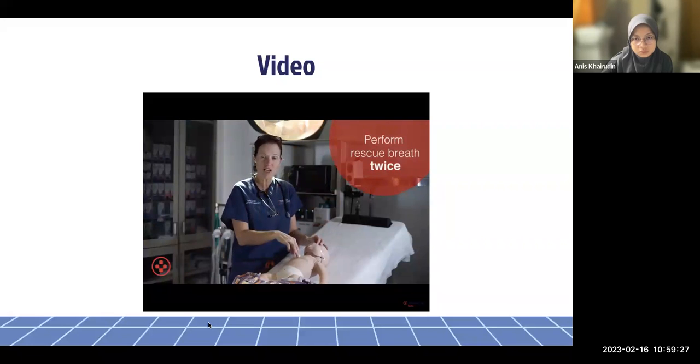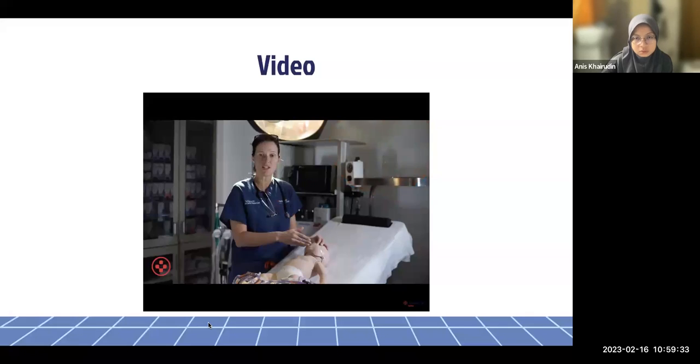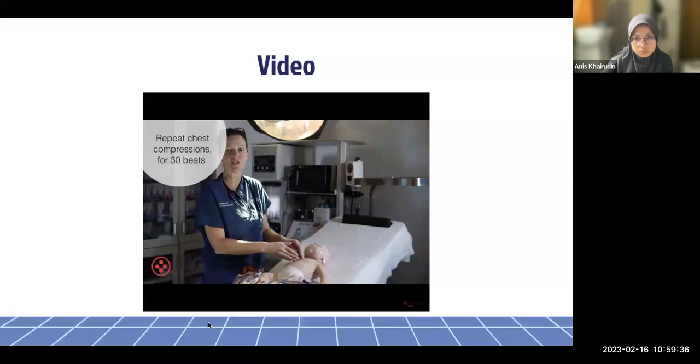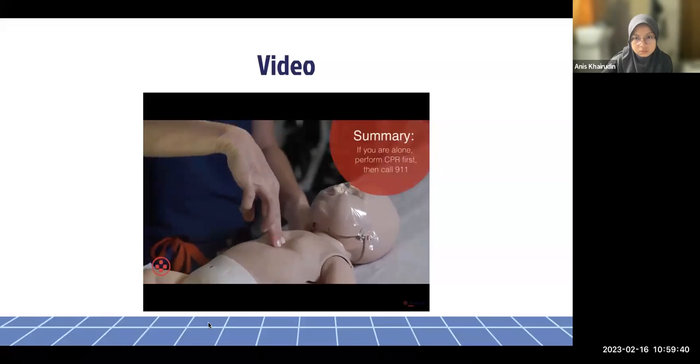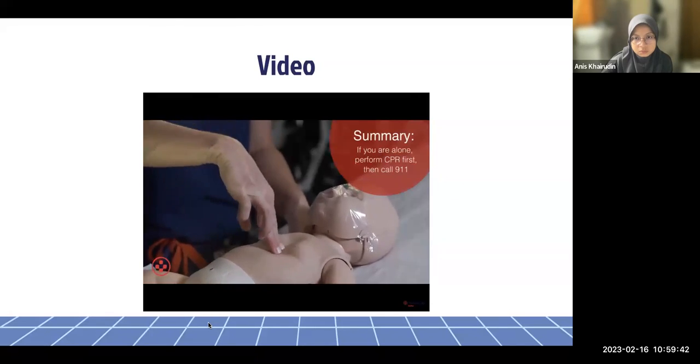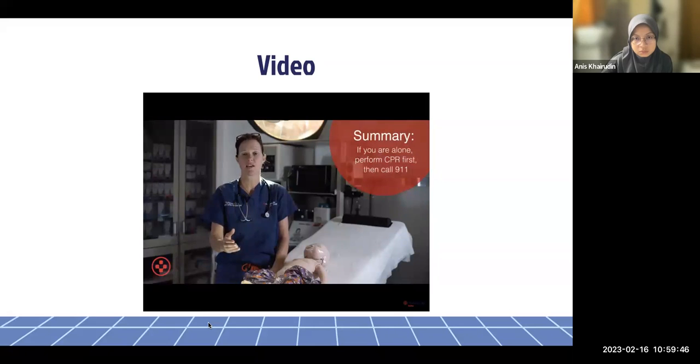So you do 30 chest compressions and you give 2 rescue breaths. Immediately when you finish the 2 rescue breaths, you go back to doing chest compressions. If you are the only person there, then you start chest compressions and rescue breaths for 2 minutes, and then you need to leave the side of the infant and call 911 for help.